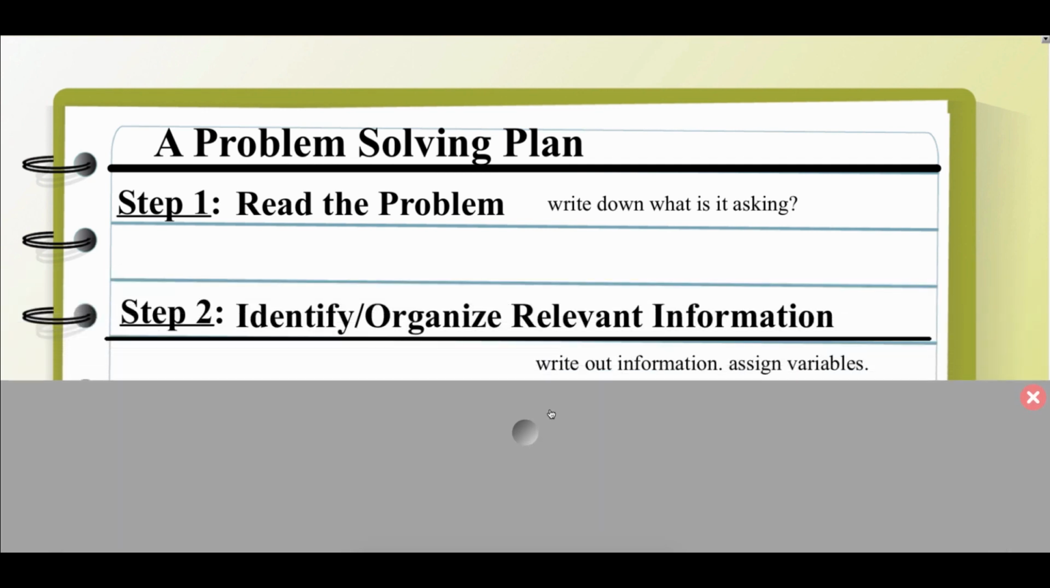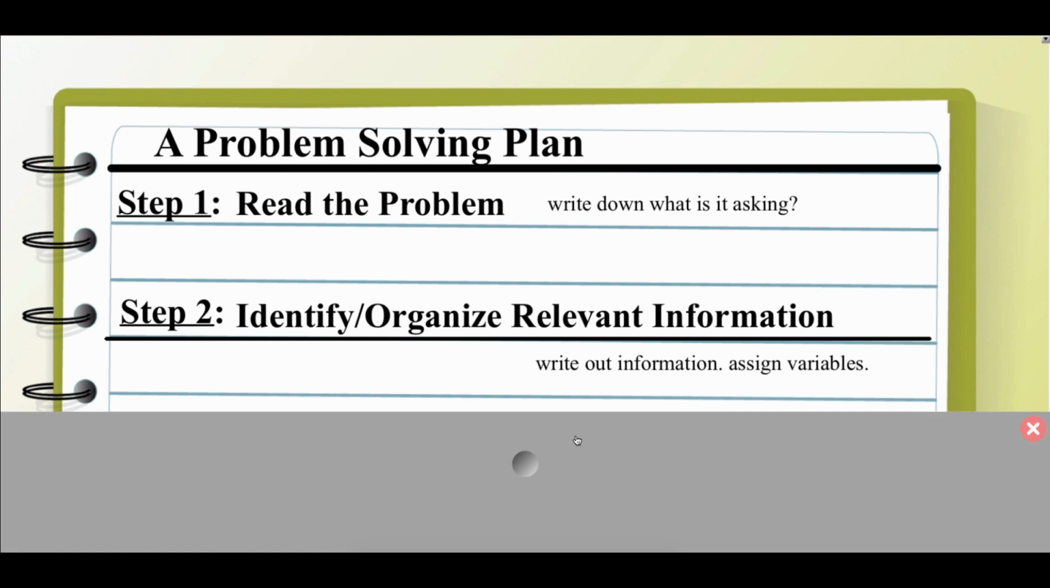Now in step number two, we're going to identify and organize our relevant information. So you'll want to write down the information that they give you. You want to write down what you already know, but then you're also going to want to figure out what it is that they're asking you to find. And anytime there's a missing piece of information, that's where we're going to start assigning variables to unknown values.